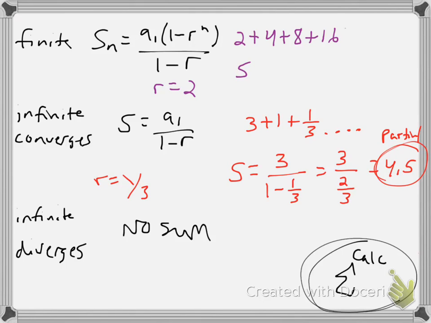So the sum of these 4 terms is equal to the first term times 1 minus 2 to the 4th power all over 1 minus 2. So let's do these in parts. 2 to the 4th power is 16. 1 minus 16 is negative 15. Times 2 is negative 30. Divided by negative 1 is 30. And if you double check with your calculator, 2 plus 4 plus 8 plus 16 is in fact 30.